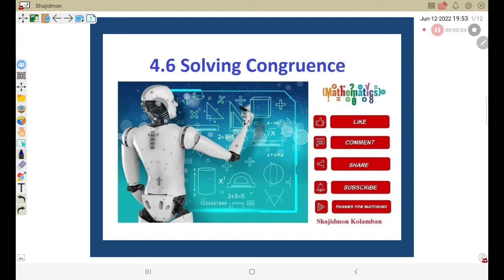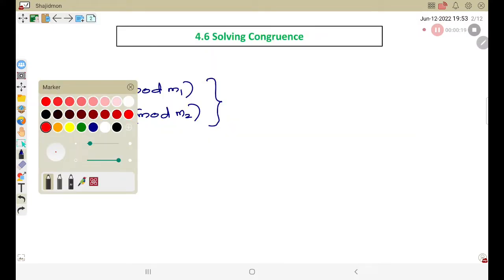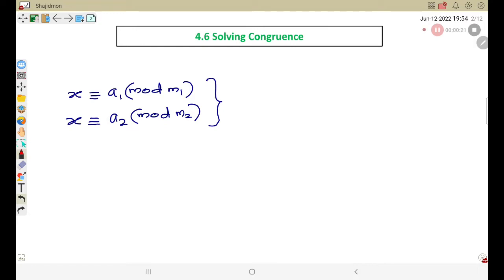Today we are discussing the topic section number 4.6 Solving Congruences. This is a topic from the course Mathematics for IT. We will start the topic section number 4.6 Solving Linear Congruences.